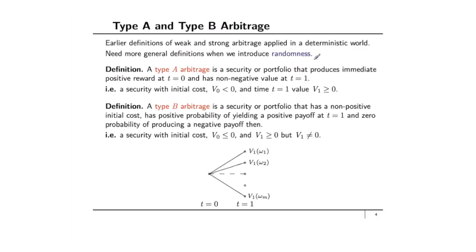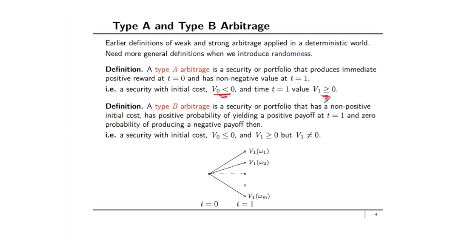A type A arbitrage is a security or portfolio that produces immediate positive reward at t equals 0, and it has a non-negative value at t equals 1. So, that is a security with initial cost v0 less than 0. So if its cost is negative, that means if we buy it, we actually receive money. It's a little bit confusing, but when you have a negative initial cost, you actually receive money when you buy something. So a type A arbitrage is a security with initial cost v0 less than 0 and time t equals 1 value v1 greater than or equal to 0.